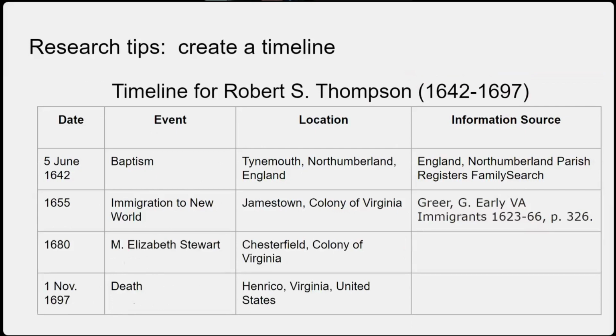Timelines can help you sort out two people of the same name. Timelines are also a good way to organize your evidence to meet the genealogical evidence standards. This example is not complete and it is not well researched, and I didn't include full Chicago manual style citations in order to save space. But the example does show you how you can structure a timeline.